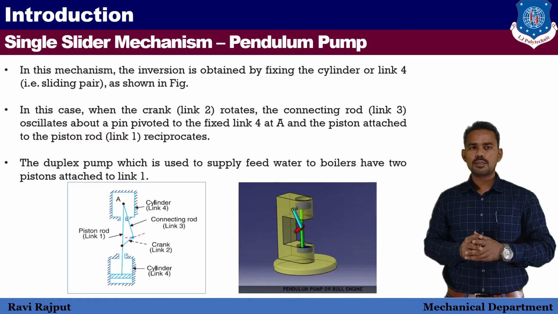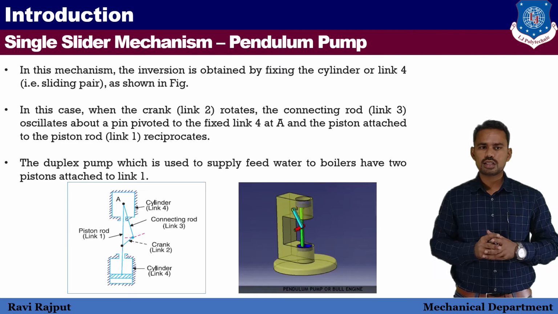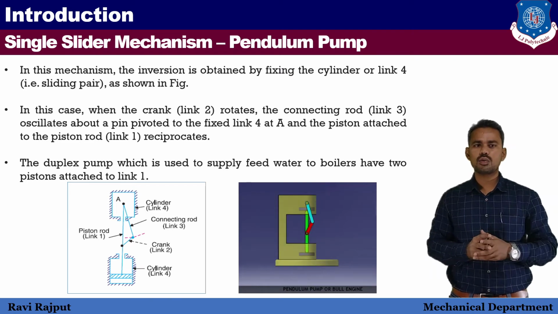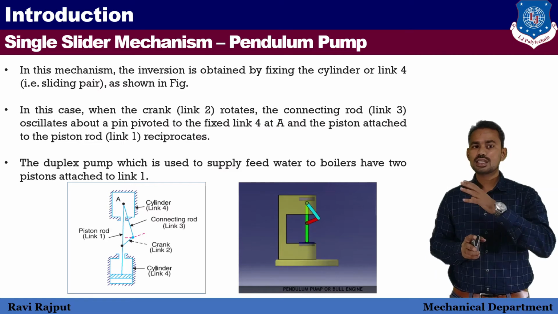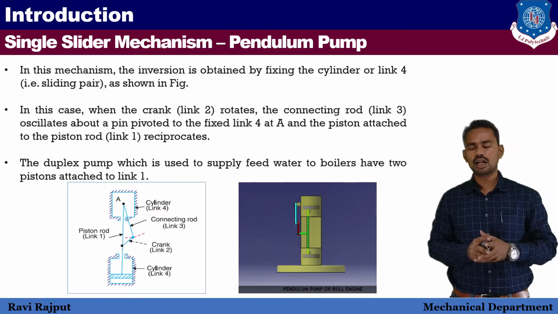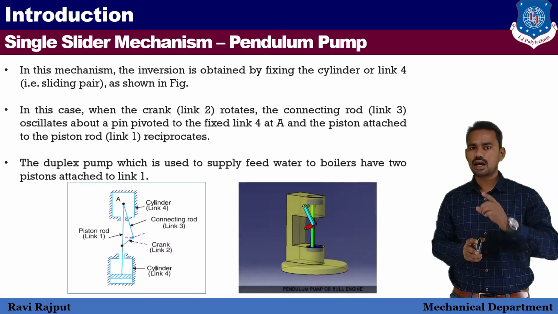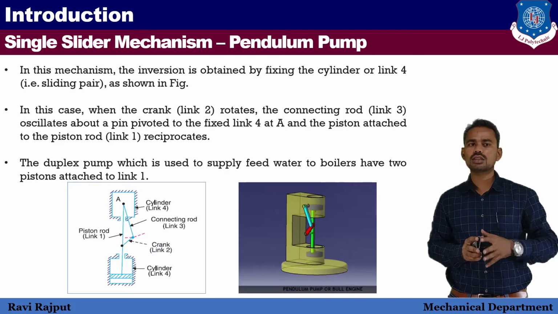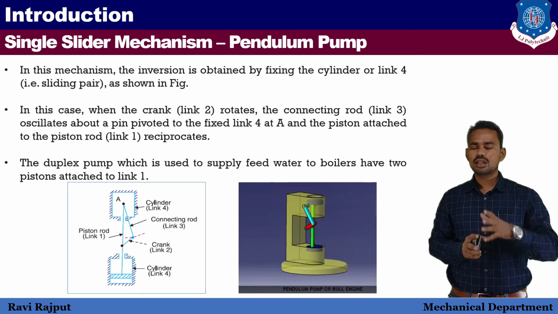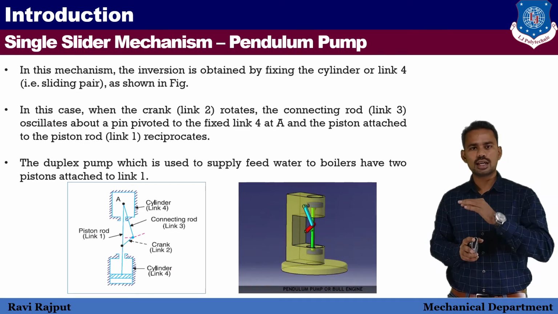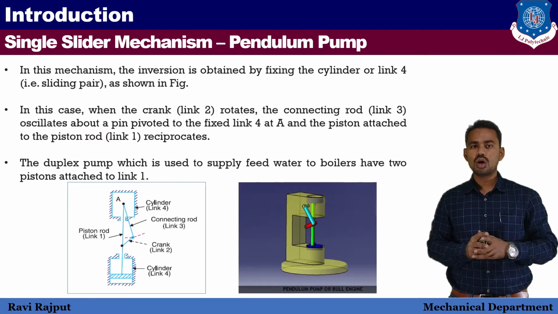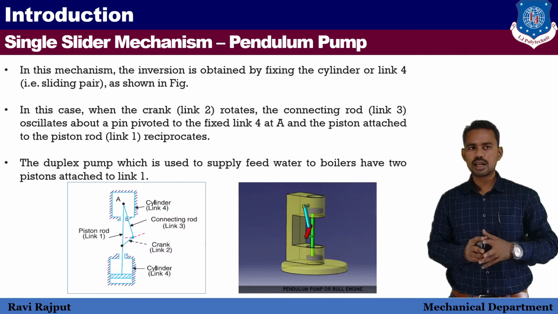So here we can see that link 1 is the piston rod, which is connected to the cylinder in such a way that it is forming a sliding pair. As we had already discussed, this has one sliding pair and will have 3 turning pairs. So the remaining 3 pairs, meaning the connections between the piston rod and crank, the connecting rod, and the connecting rod and the piston rod, will be the turning pairs here.